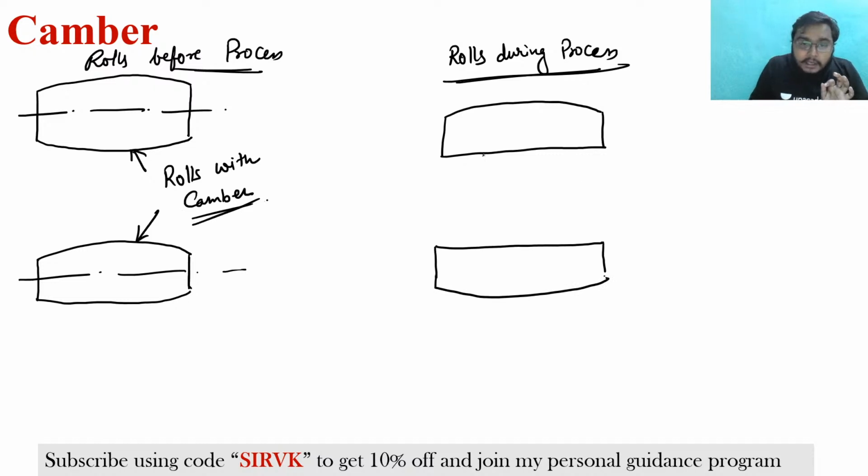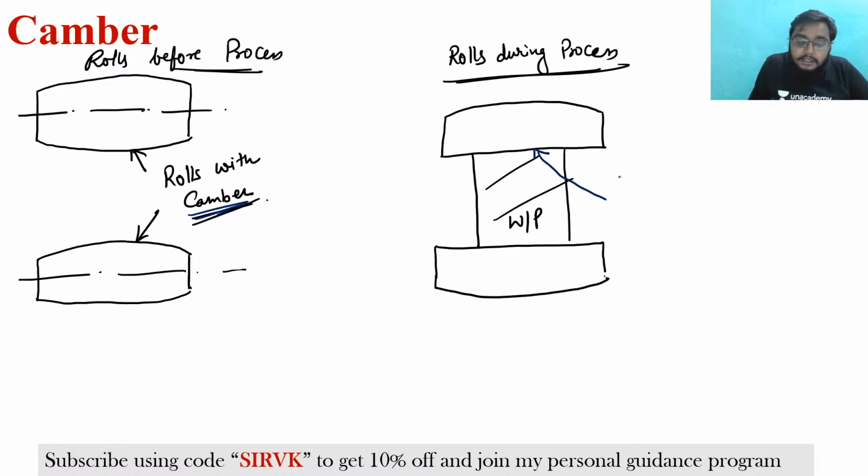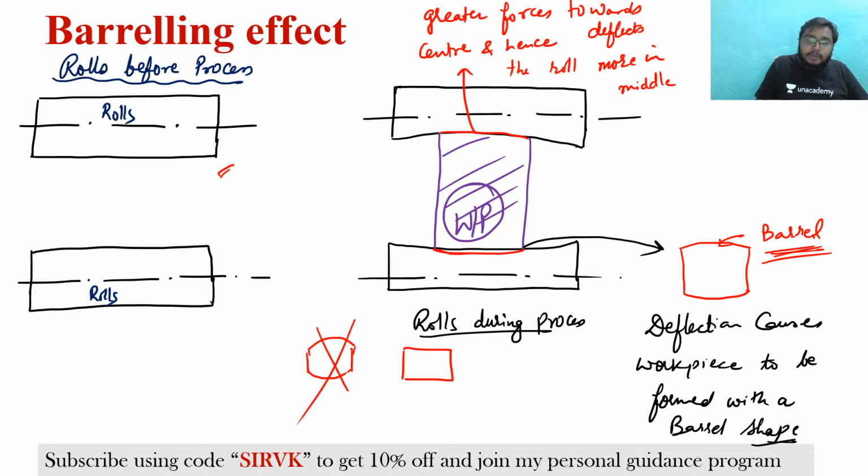Due to this camber, when you put the workpiece, suppose this is the workpiece, like this. Due to this camber effect, camber offsets roll deflection, right? Earlier you were getting the roll deflection like this. See here, what is the meaning of roll deflection? The roll is deflecting like this, right?